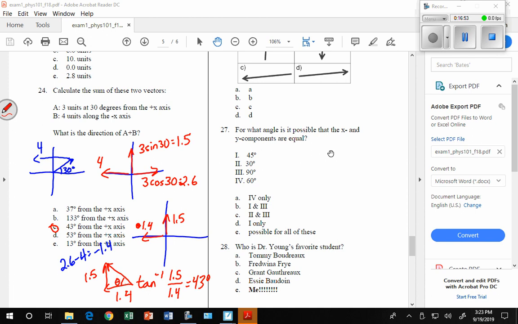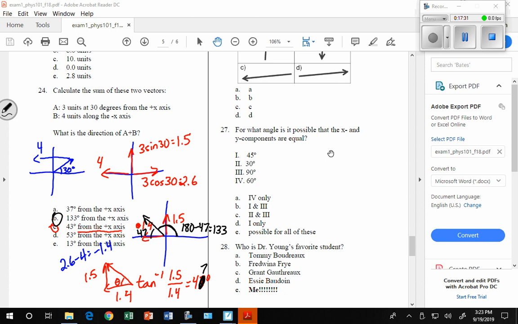But look, this is from the positive x-axis. But notice that the resultant of this vector is 43 degrees above the negative x-axis. So really I need to know what is this angle. I'm not sure that's 43 degrees. Let me double check that. 47 degrees? Okay, well good. So maybe you wouldn't be tricked into that answer. But it's 47 degrees. So if this is 47, that means that this is 180 minus 47, which is 133. So the answer is B.